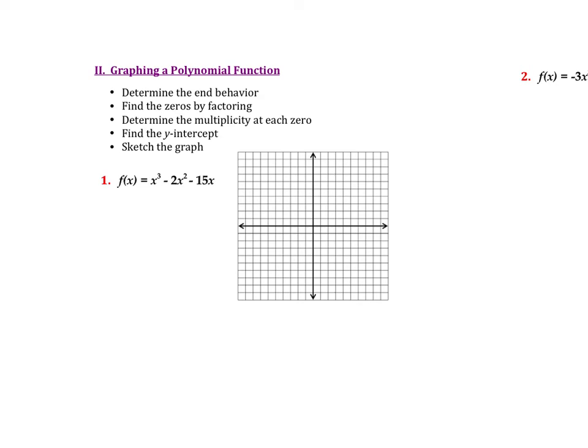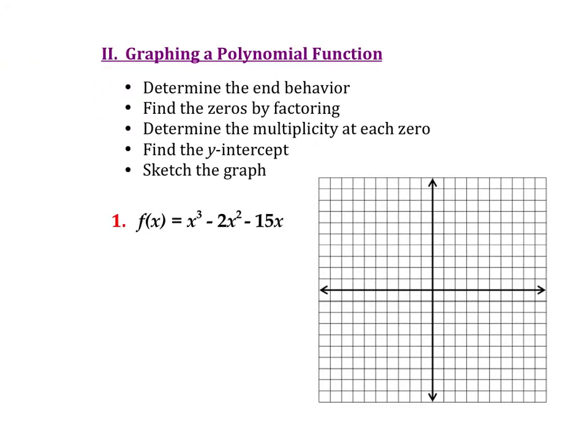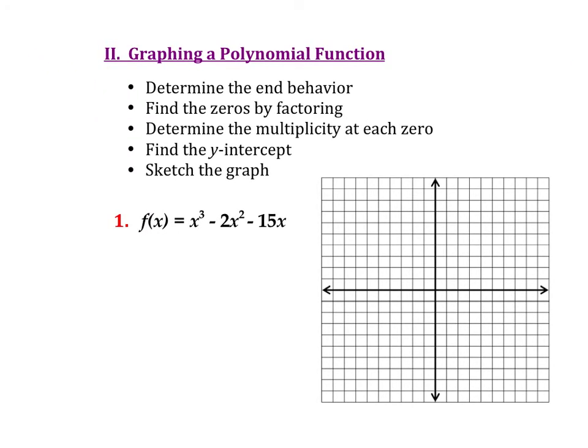All right, so here are the steps we've been doing if you need to pause to jot this down. We've started off by figuring out the end behavior, the basic shape. We then factored to find the zeros. We determined the multiplicity, so through point or bounce point at each zero, and again the zeros came from factoring.